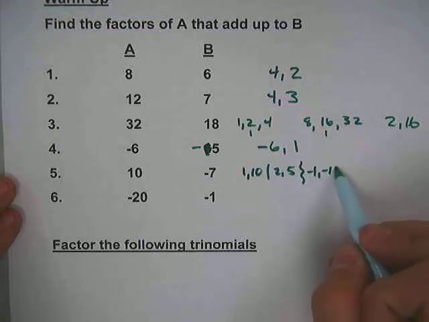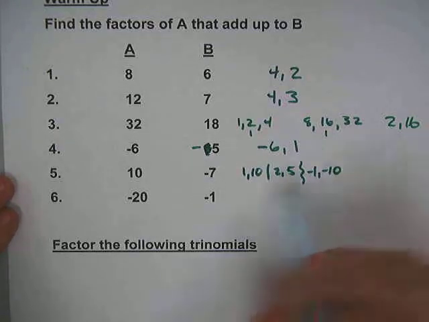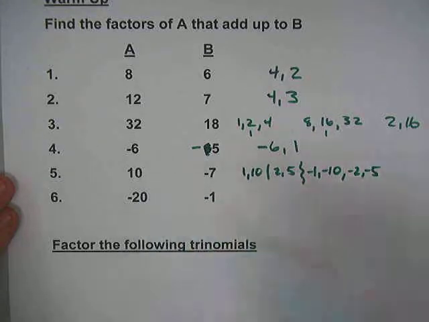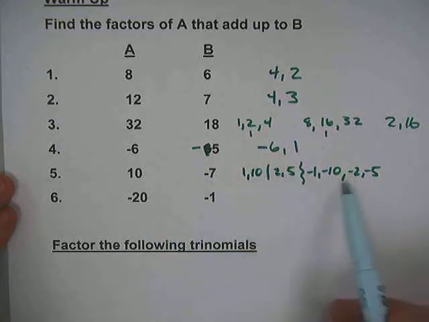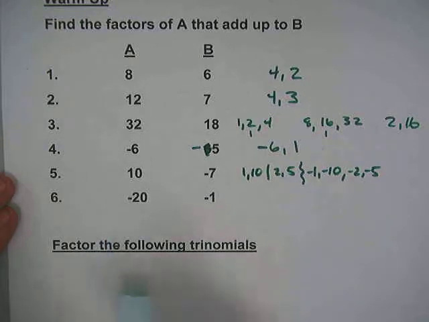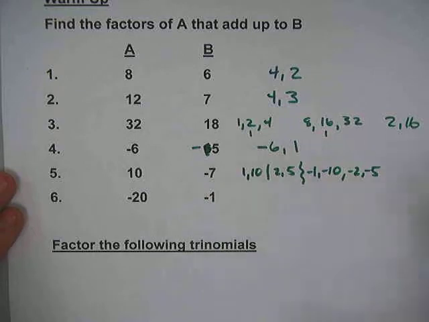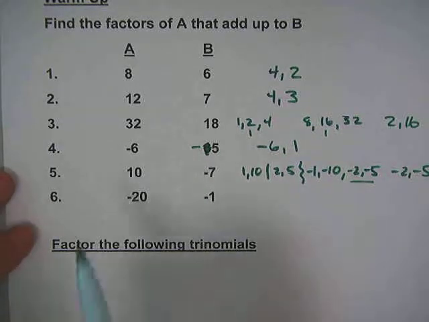But also, you can't forget about this. Negative 1 and negative 10. Negative and negative make a positive. You also have negative 2 and negative 5. Negative and negative make a positive. So every number doesn't just have one set of factors, it actually has two sets of factors. So knowing that, what factors will multiply to be 10 and add up to negative 7? Well, there you go. Negative 2 and negative 5.